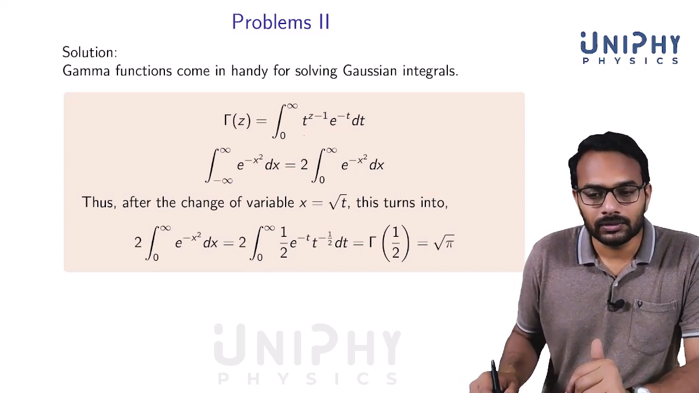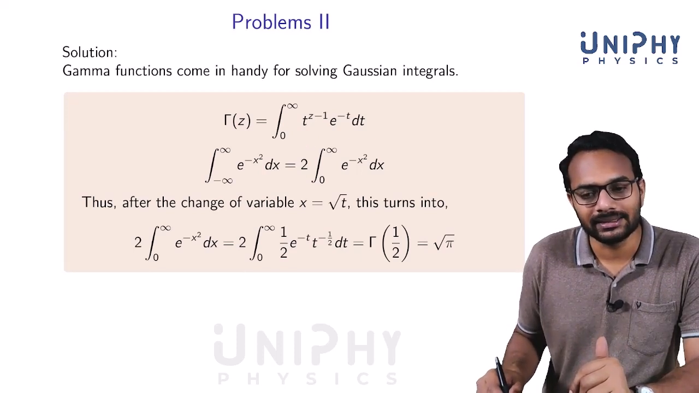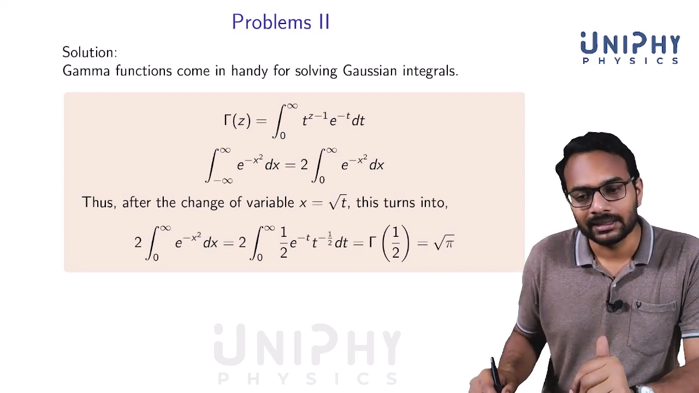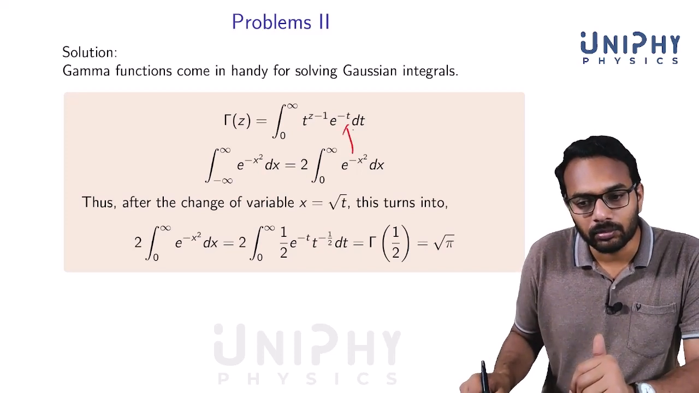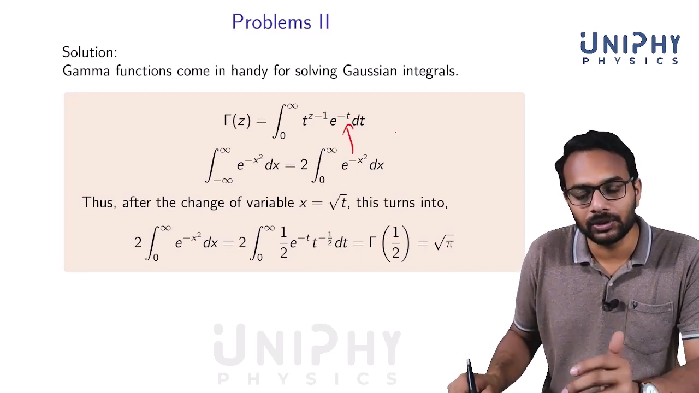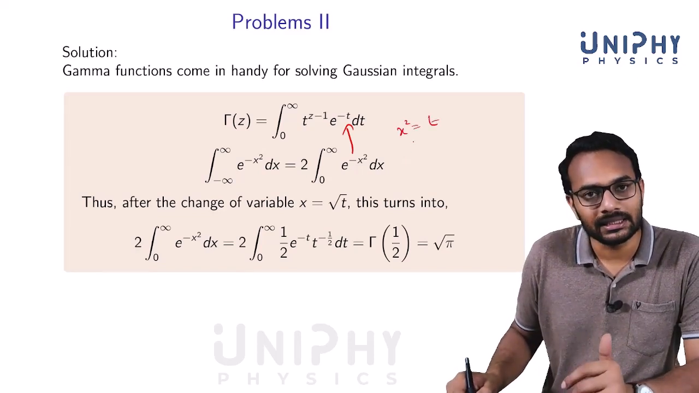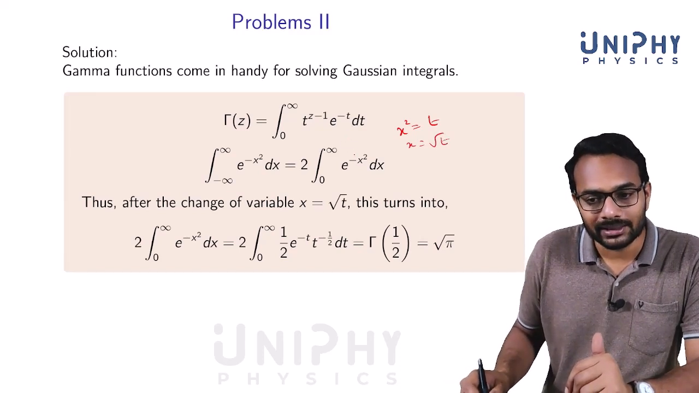Okay, so using this, let's find the integral from minus infinity to infinity of e raised to minus x squared dx. This we can write as twice the integral from 0 to infinity of e raised to minus x squared dx. Now we can bring it into the form of a Gaussian integral by making this substitution. We say that x squared is equal to t, or x equal to square root of t.